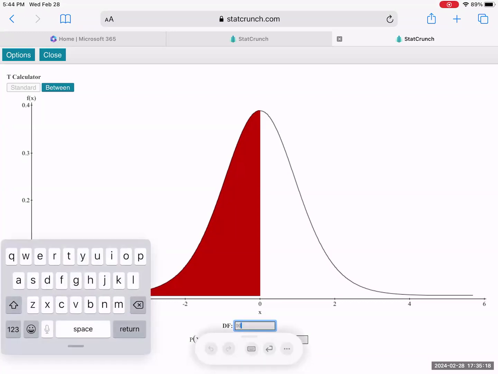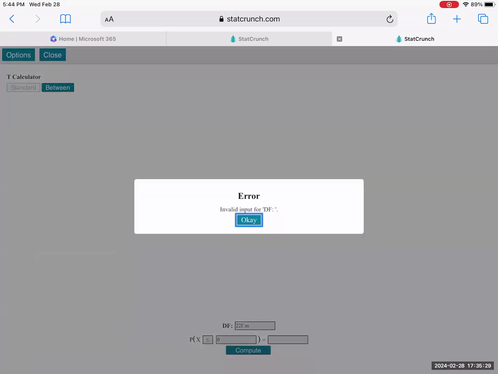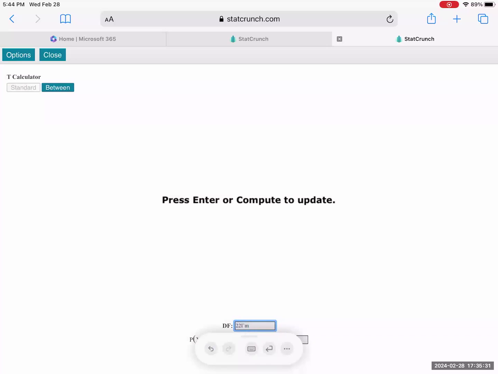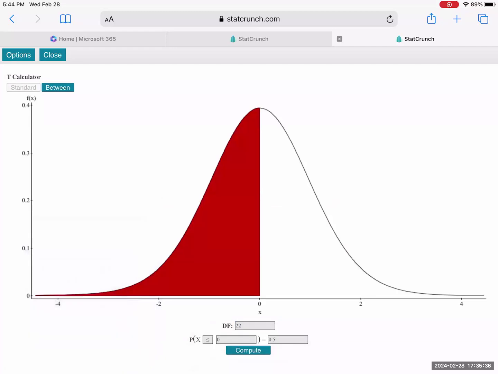And subtract 1. I need to delete that. And that makes the degrees of freedom. Oh, you are so cool. I didn't even know this would do this until Christina showed me, you could just handwrite it. So I put in degrees of freedom of 22.